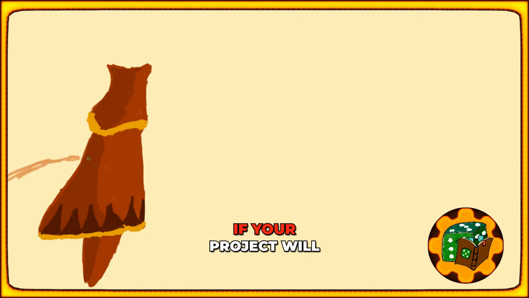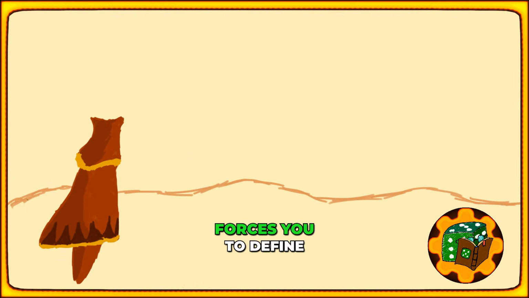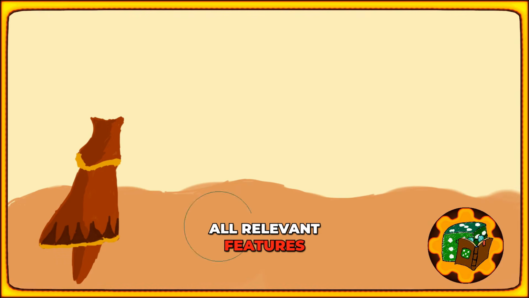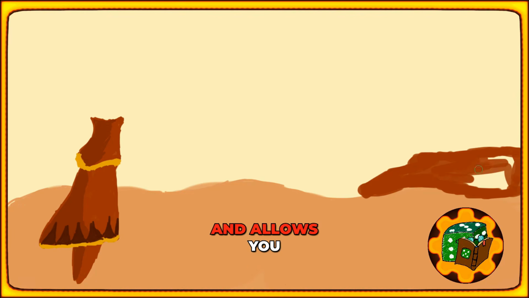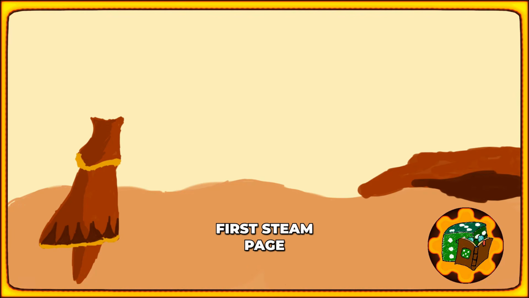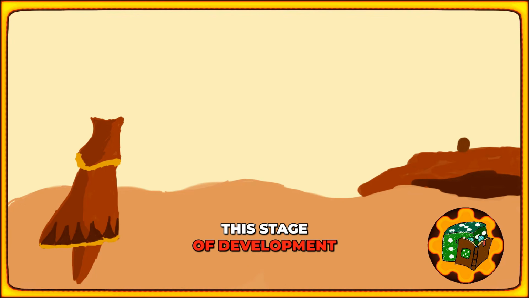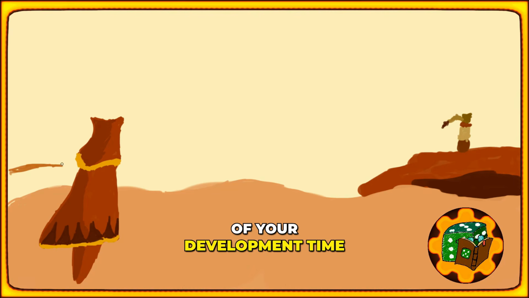This will confirm if your project will work, forces you to define all relevant features and build the fundamental systems for them, and allows you to set up your first Steam page. This stage of development, including the previous topics, should usually define the first 30% of your development time.